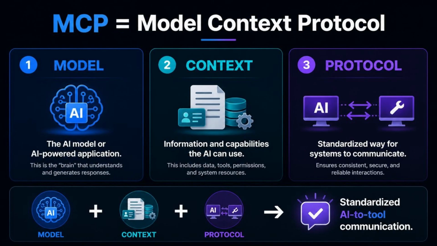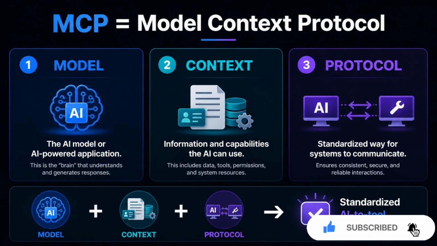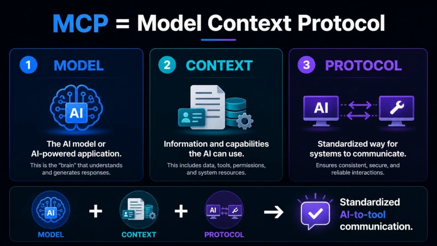MCP stands for Model Context Protocol. Let's break that name down. Model refers to the AI model or AI-powered application. Context refers to the information and capabilities that the AI can use. And protocol means a standardized set of rules for communication. So, in simple words, MCP is a standardized way for AI applications to interact with external information and capabilities.